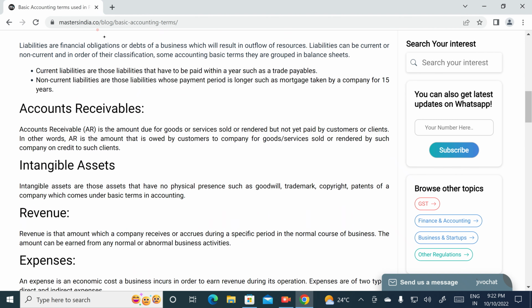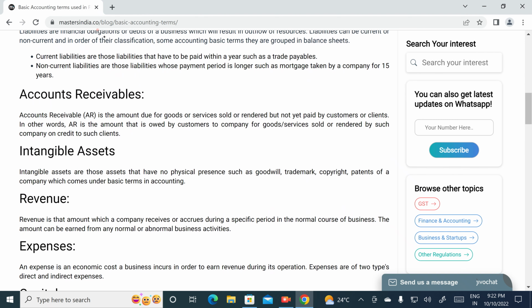Now, the next term is accounts receivable. What does receivable mean? Receivable means what is about to be received very soon. This is known as the account receivable. So account receivable is the amount due for goods and services.